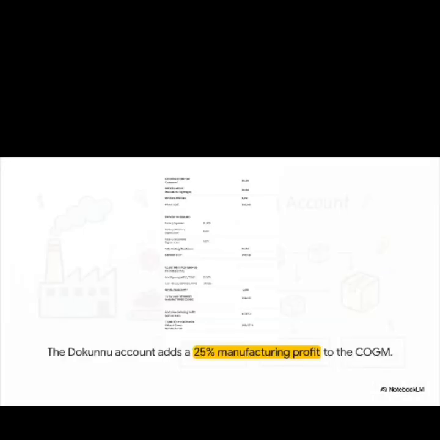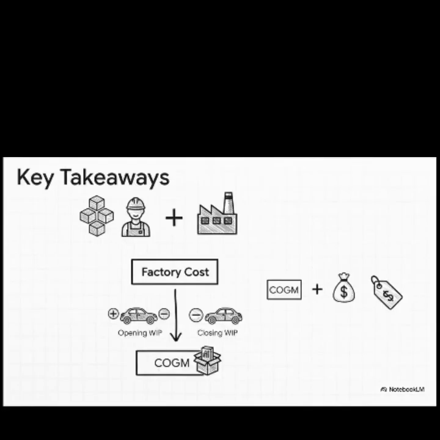And here's what that looks like in action. You can see the account is put together just like the last one, and we get a cost of goods manufactured of $151,550. But then, and here's the new part, we add that 25% manufacturing profit, which works out to $37,887.5. This gives us our final transfer price of $189,437.05. And that's the number that gets sent over to the trading account. See the difference?